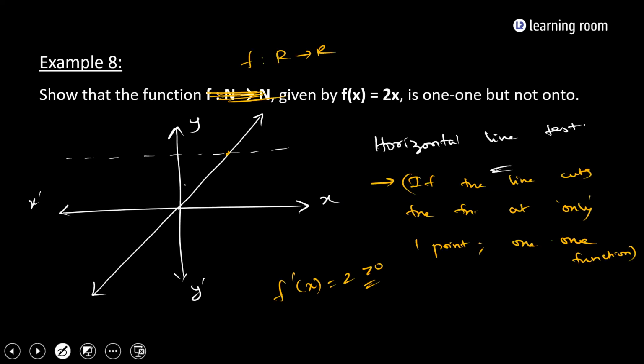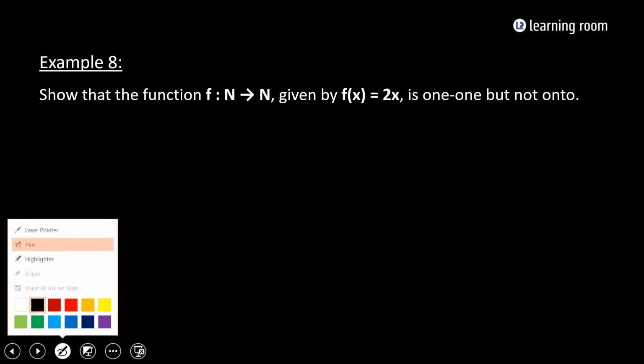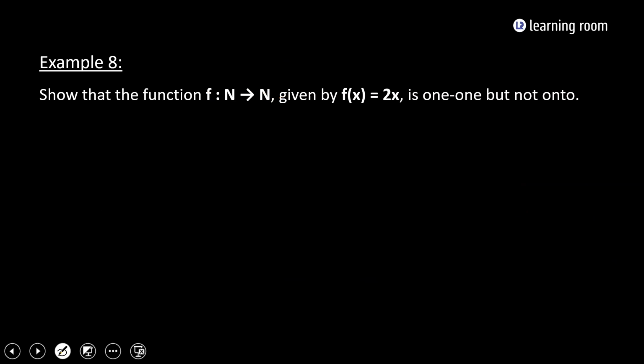Now, how will you prove that this function is an onto function? What are the steps to be followed? Sir, we take y equals f of x and then we write x in terms of y. That's right. That method is used to find something else also. What is it? Inverse. It is used to find the inverse and you can find the range also.